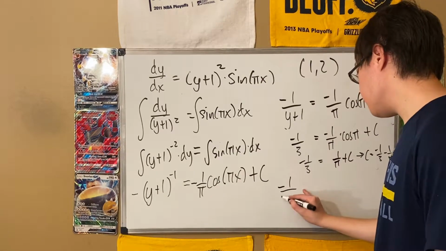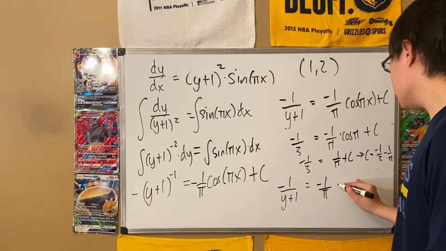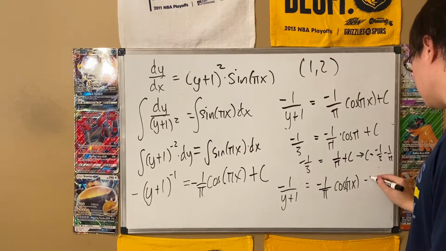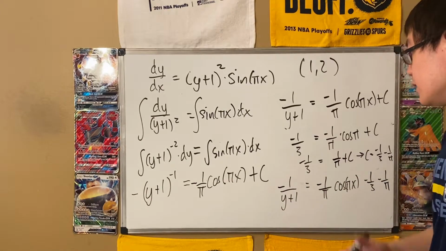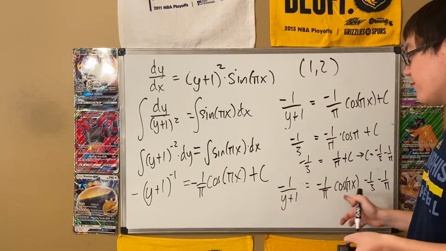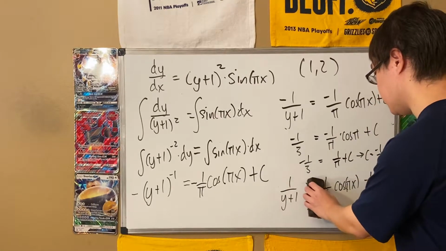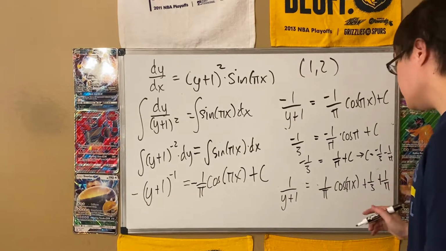Negative 1 over y plus 1 equals negative 1 over pi cosine of pi x, and then this weird c of negative 1/3 minus 1 over pi. So we do have to isolate this guy. Looks like there's a lot of negatives, and actually every single term has a negative, so I can erase all the negatives. So this will be plus, and this will be plus.